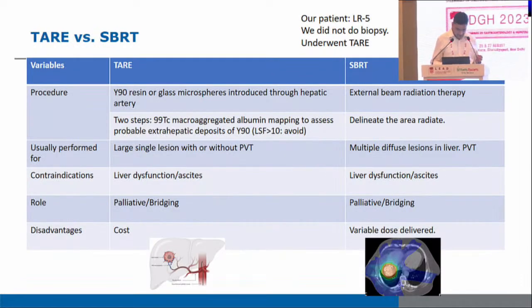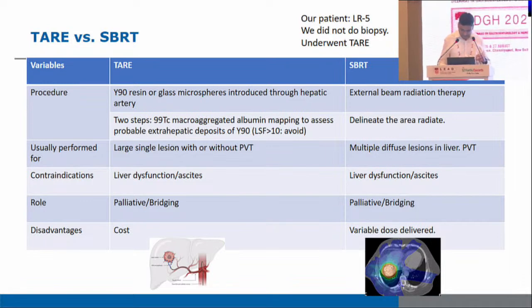So obviously we did not do any biopsy. We did TARE for this patient. There are subtle differences between TARE and SBRT. Basically, both of them are considered a palliative or bridging therapy. The only disadvantage of TARE is that it is very costly compared to SBRT, which is quite economical. But the issue with SBRT is that the whole of the liver may be irradiated, or the amount of radiation reaching the tumor may not be sufficient. Although it is still contentious, as of now TARE has good support from America. That's probably the reason TARE has been used upfront.